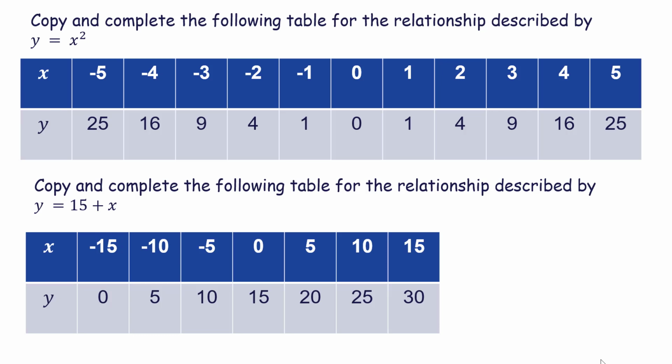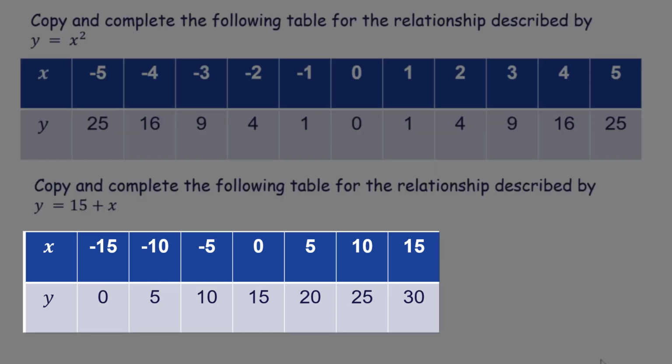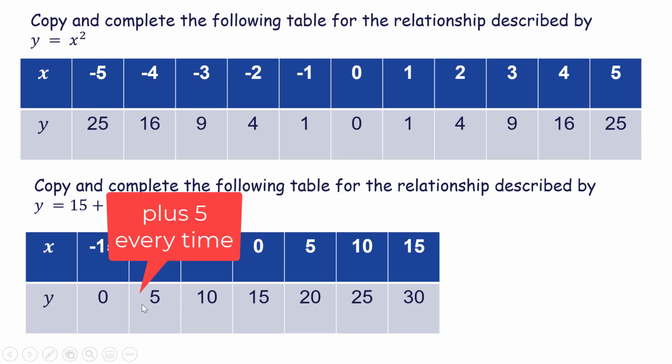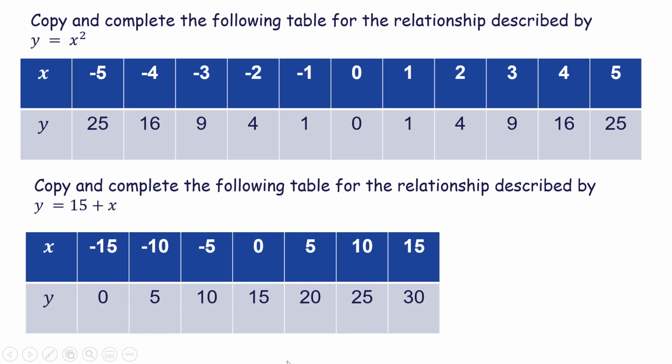So what happens to our output values? Do they increase or do they decrease? They increase. Do they increase at a constant rate or not? Yes, they increase at a constant rate because 0 plus 5 is 5 and 5 plus 5 is 10. So there's a constant difference between the output values.